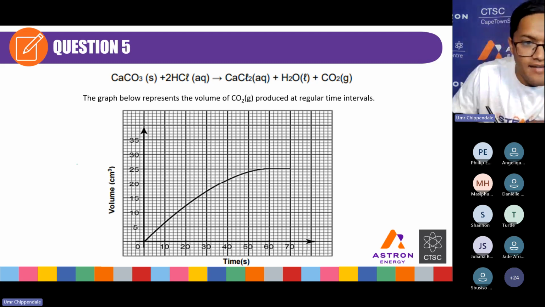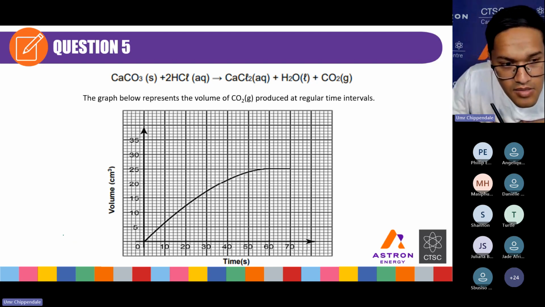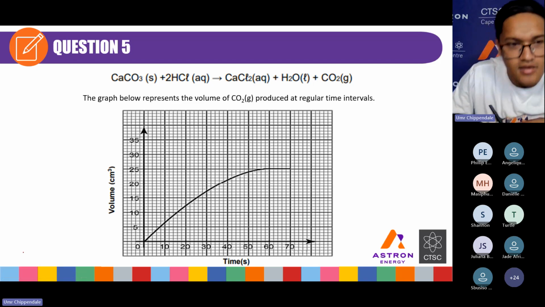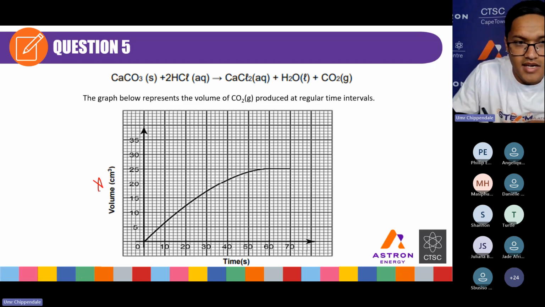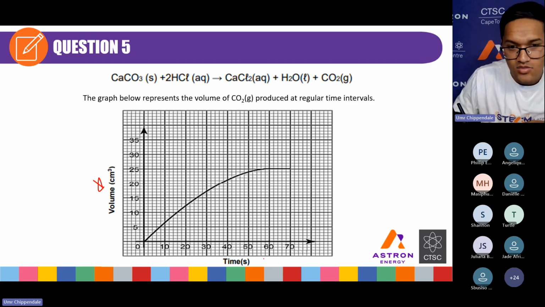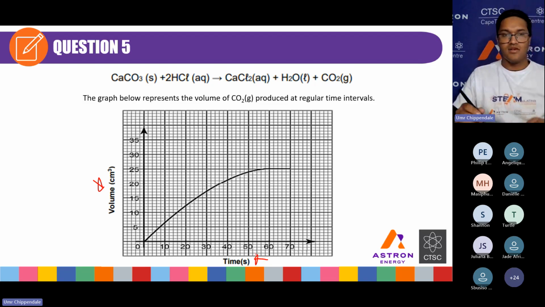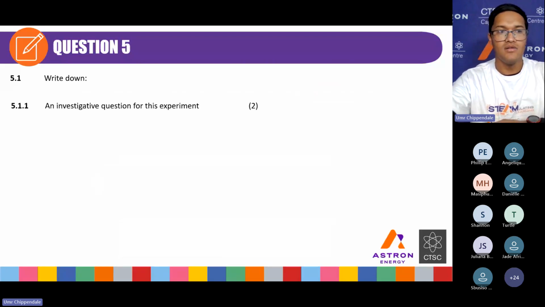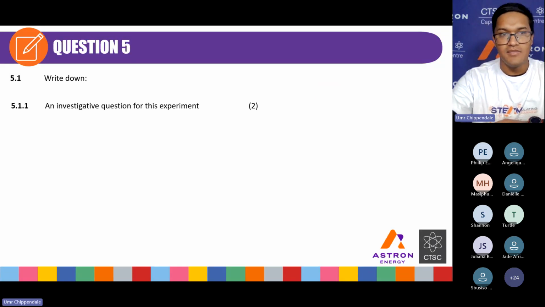So here we see the volume of carbon dioxide that is produced every time, and this is over the time, right? So it's always over time. And then now it asks from us, we need to write down an investigative question for this experiment.